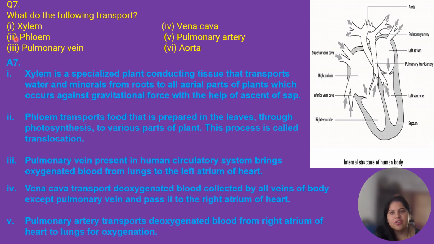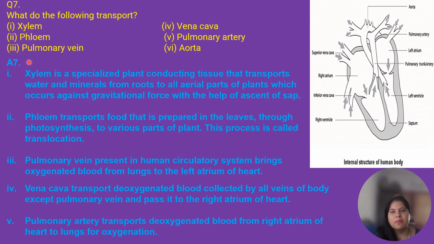Next, second is the function of the phloem. Phloem transports food, because food is prepared in the leaves through photosynthesis. So phloem transports the food to various parts of the plant, from the leaf to the other parts, and the transport of the food in the plant with the help of phloem, this process is known as translocation.